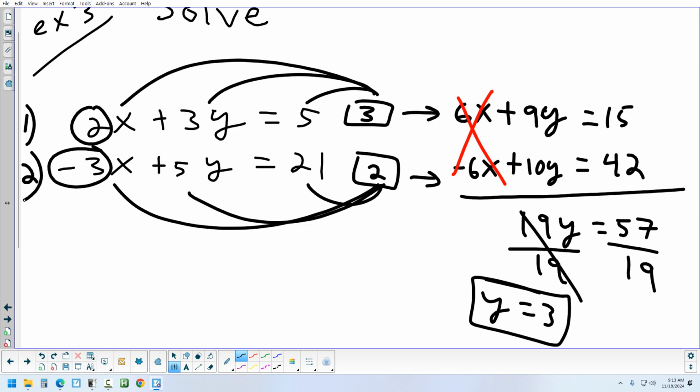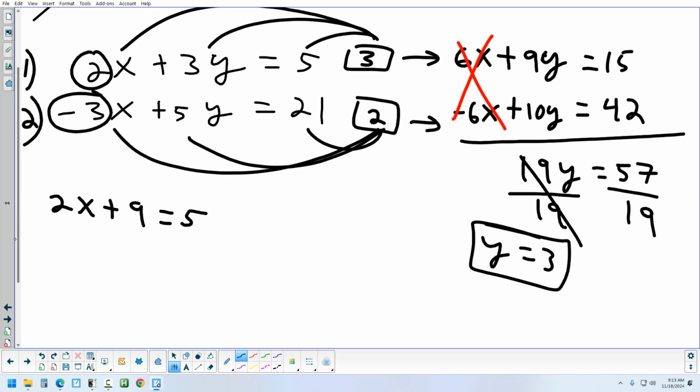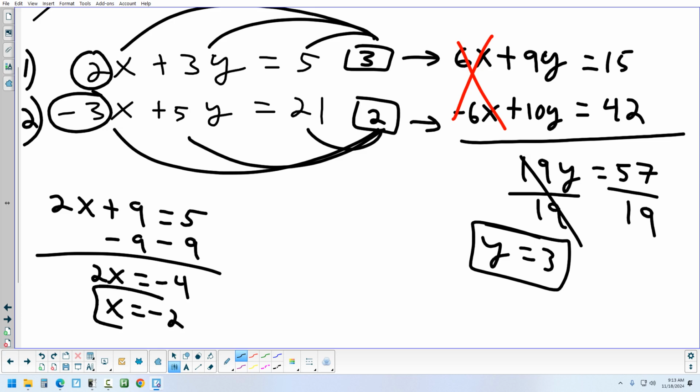We're going to plug in for y and what number? 3. So we're going to have 2x. What's 3 times y? 9. And then next step, minus 9 on each side. 2x equals negative 4. And then x would give me negative 2. And there you go.